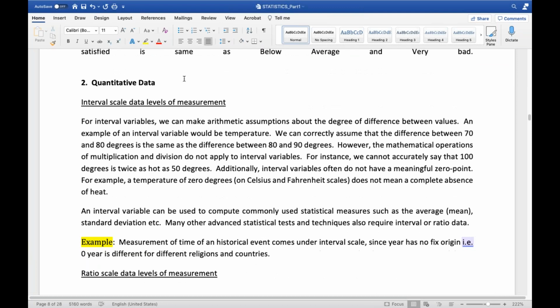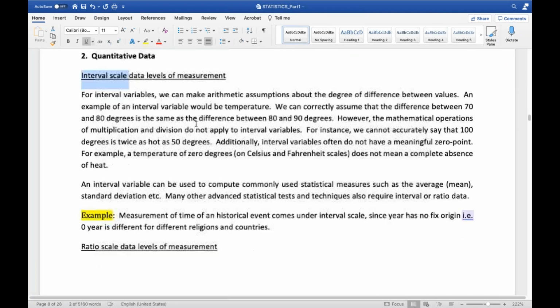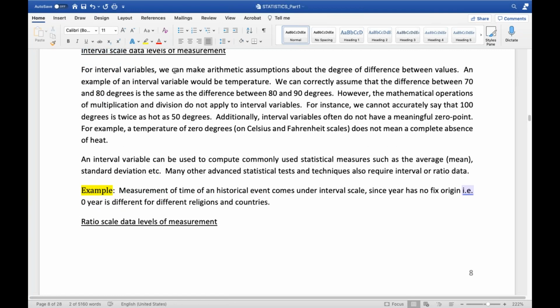Now quantitative data levels: interval scales, data levels of measurement. With an interval variable we can make some arithmetic assumptions about the degree of difference between values. An example of an interval variable could be temperature. We can correctly assume that the difference between 70 and 80 degrees is the same as the difference between 80 and 90, right? However, multiplication and division do not apply.